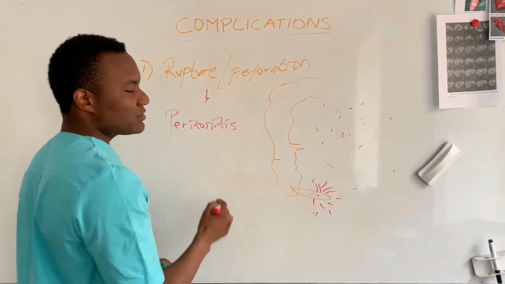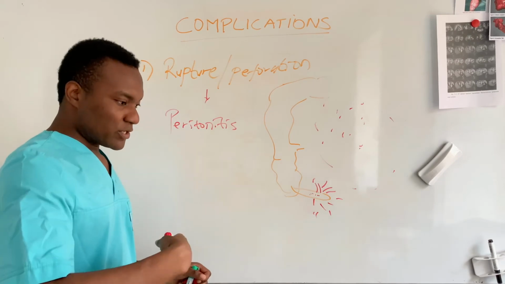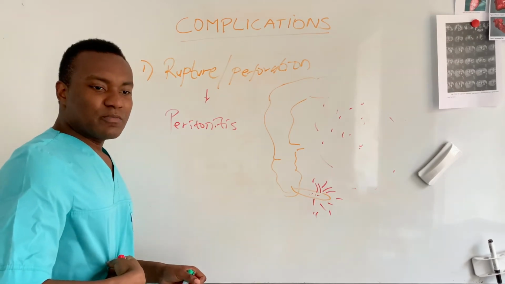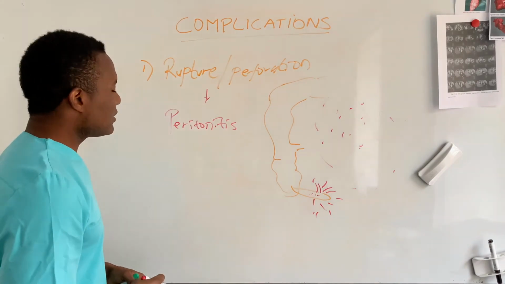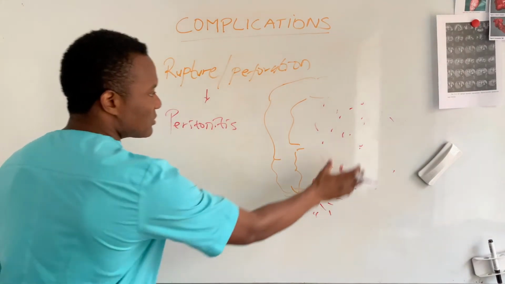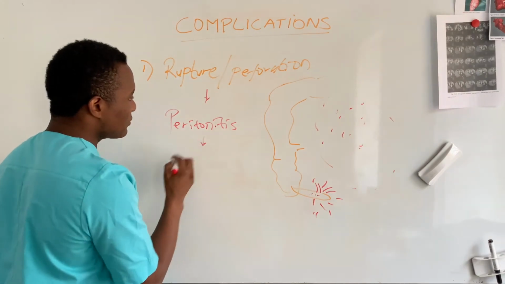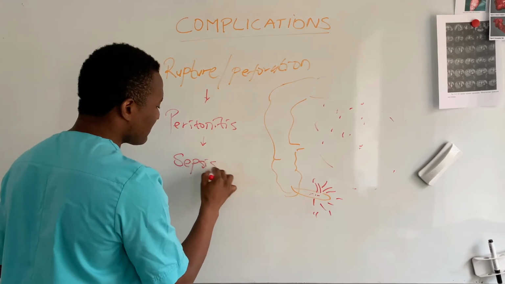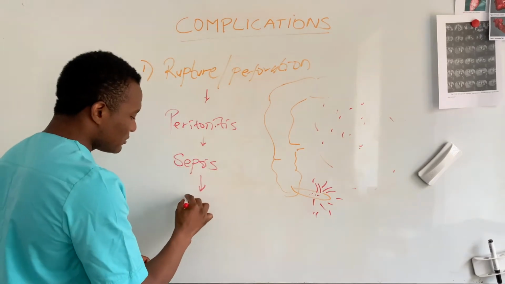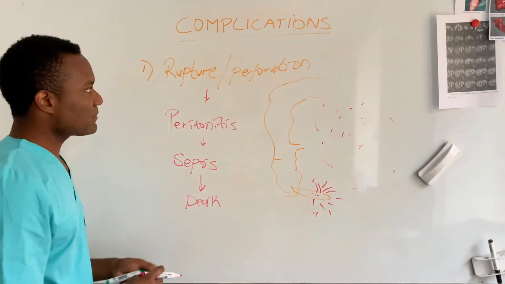So the patient will have generalized abdominal pain. And for peritonitis, you know, the sign is called the Shchetkin-Blumberg sign. That is when you press deeply into the abdomen and release, and the patient will feel pain once you release your hand from the patient's abdomen. That's peritonitis. And if nothing is done with peritonitis, it will progress to sepsis. And if nothing is done, the patient will die.